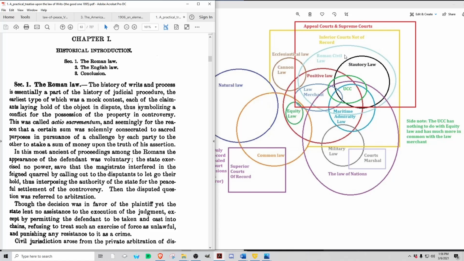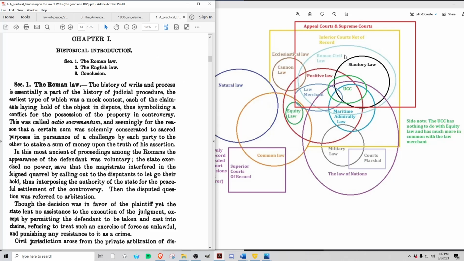This was called actio sacramentium, and seemingly for the reason that a certain sum was solemnly consecrated to sacred purposes in pursuance of a challenge by each party to the other to stake a sum of money upon the truth of his assertion. Now what does that mean? What happened was that the two people would come with a certain amount of money, and they would solemnly, when it says solemnly consecrated to sacred purposes, they would literally swear to whatever god they were swearing to help them in their cause, and then they would give the money as a sacrifice to the priest, right, who was overseeing the mock contest, and the priest would put the money into a locked chest, a case. This is where you get the idea that you've started your case.